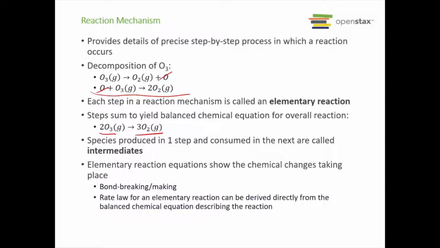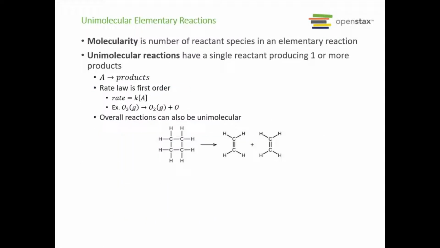So these elementary reaction equations show the chemical changes that are actually taking place. They show us the bonds that are breaking or being made. And the other thing is that the rate law for an elementary reaction can be derived directly from the balanced chemical equation that describes the reaction. So we're going to talk about some of these elementary reactions in the sense of molecularity. It's kind of a fun word, molecularity. It's the number of reactant species in an elementary reaction.